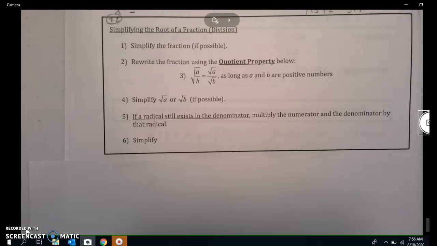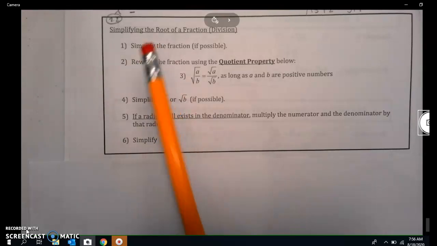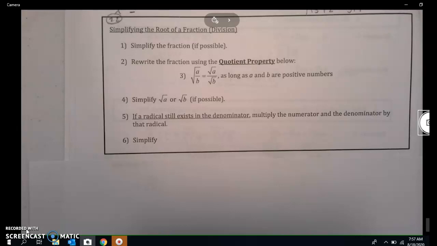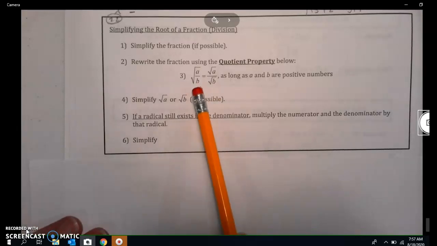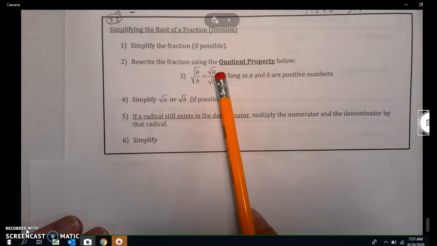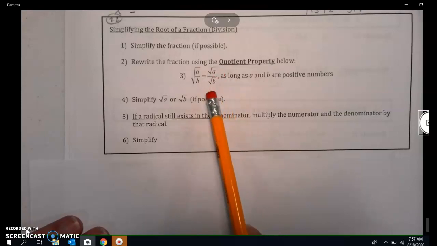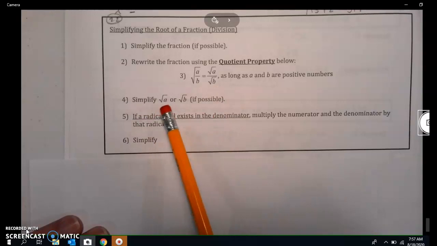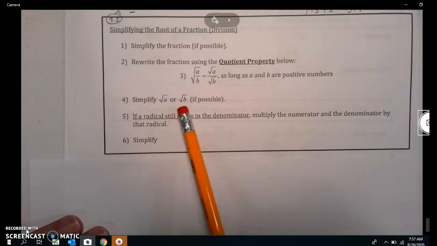First thing you want to do, if you see a fraction inside a radical, is try to simplify the fraction if possible, because that will give you easier numbers to work with. Sometimes you might realize you have way less work to do. Second thing you want to look for: if you have a fraction under a square root, because of the quotient property, you can rewrite it as a square root over a square root, as long as a and b are positive. That's a habit we might want to get into, just rewriting it.